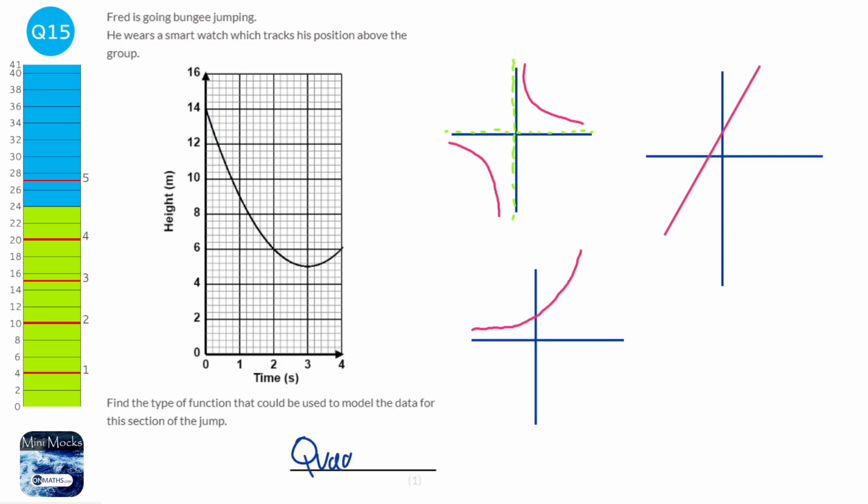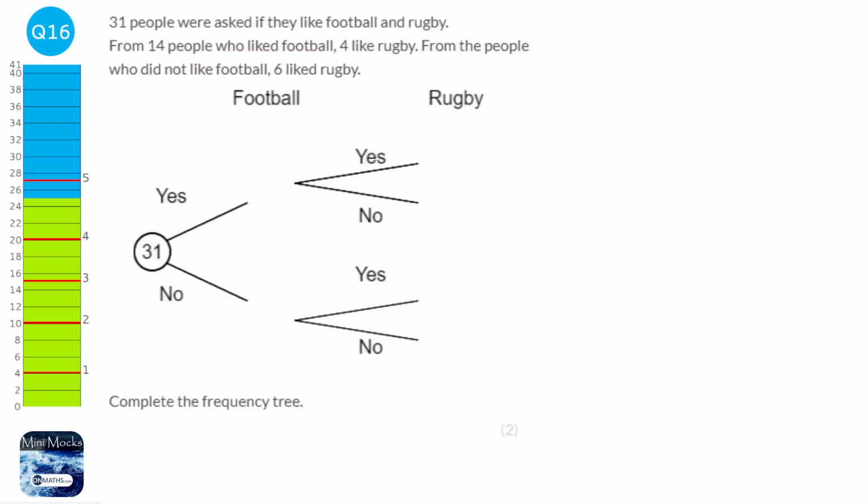So quadratic function. Now we're told that 14 people liked football, so we've got 14 people here who said yes, they do like football. So we can fill in the 14 here. Now, we're told we started with 31. Therefore, if 14 liked football, then 17 must have not liked it.